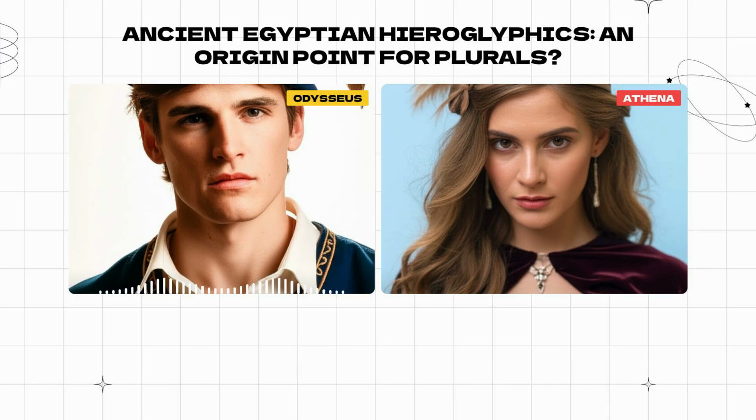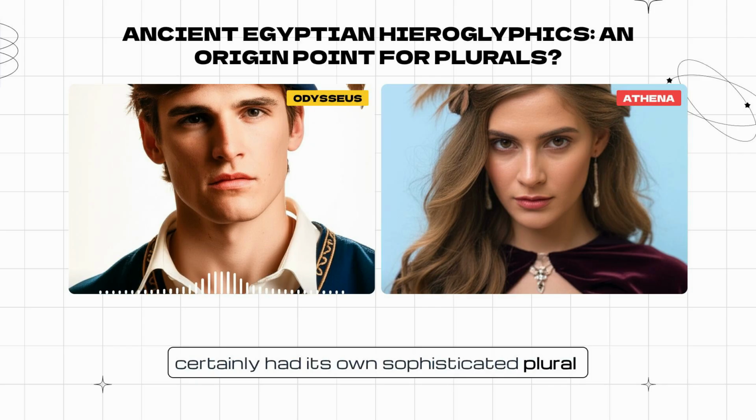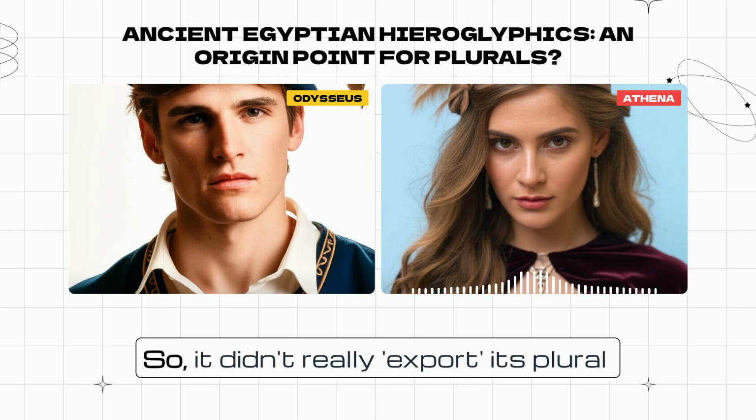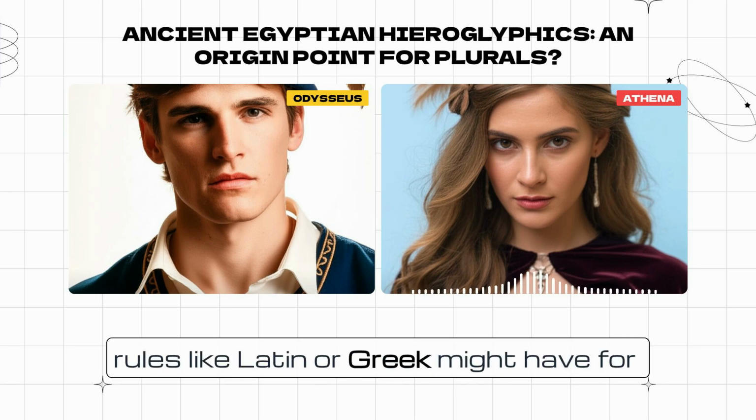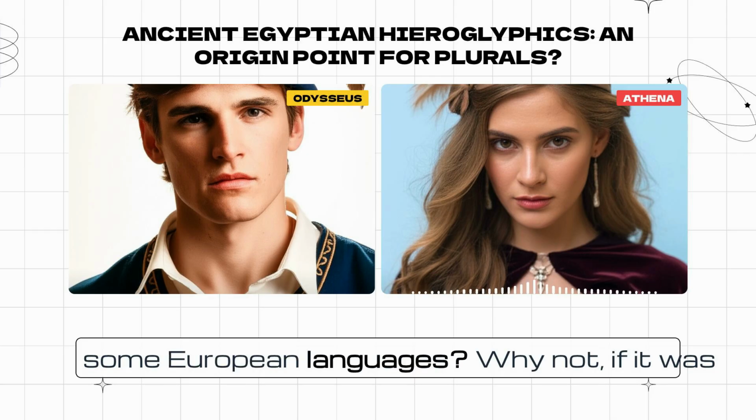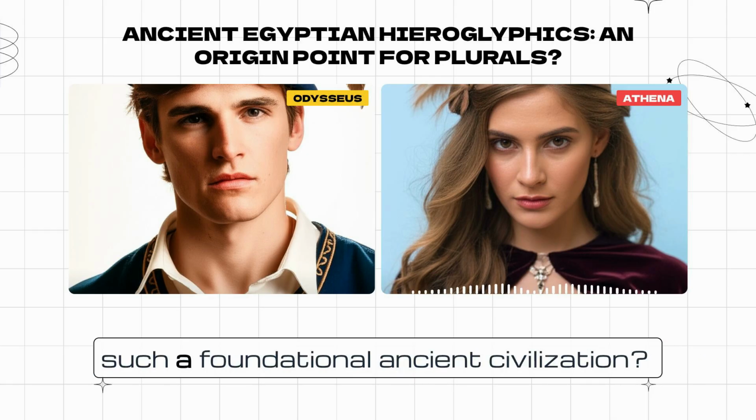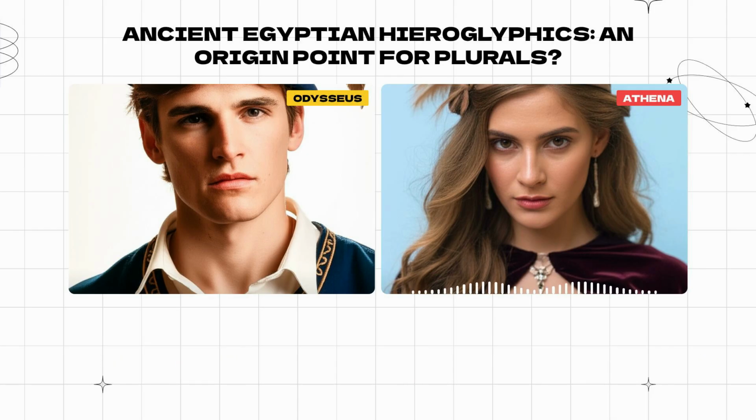While ancient Egyptians certainly had their own sophisticated plural marking, it was primarily a morphological system contained within the Afro-Asiatic language family, and it didn't exert a direct, widespread influence on the plural systems of, say, Indo-European languages or other major families we've discussed. So it didn't really export its plural rules like Latin or Greek might have for some European languages. Why not, if it was such a foundational ancient civilization?